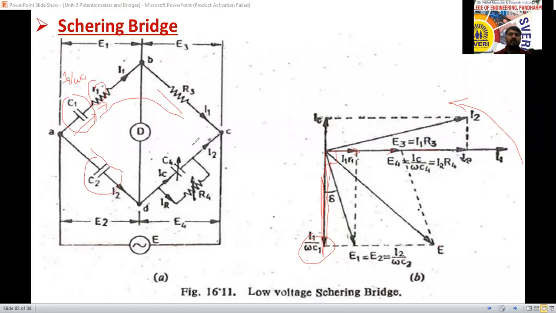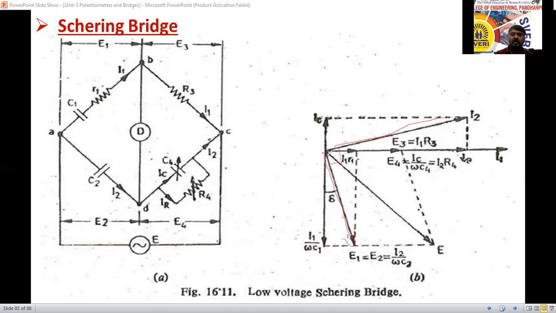Here C2 is there, where the current I2 is flowing into C2. So the current leads the voltage by 90 degrees. Now I2 we have to take 90 degrees backside. I2 is here, so from I2 the voltage should lag by 90 degrees. The current I2 leads the voltage by 90 degrees. Both are at 90 degrees, from here to here. The voltage is this one, current is this one.